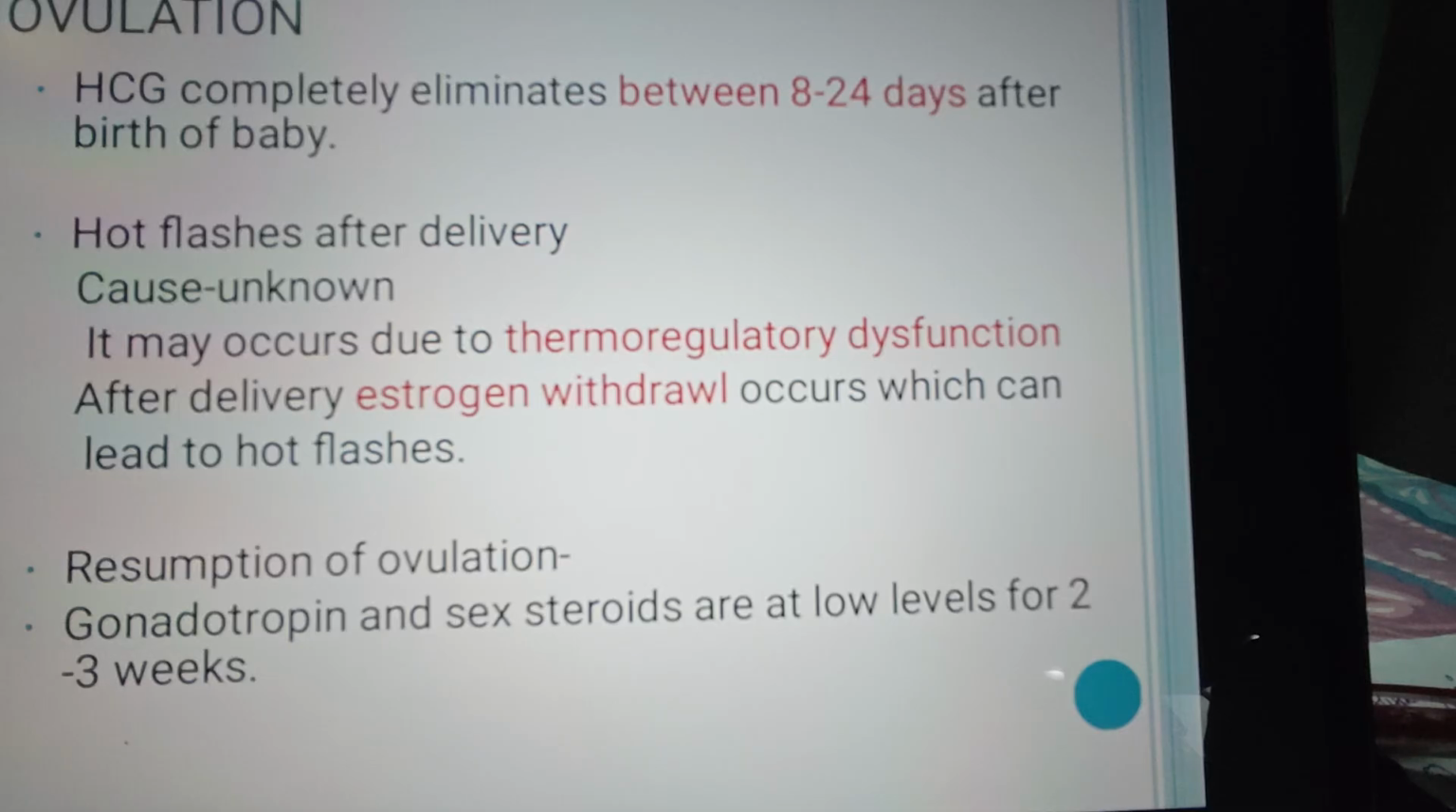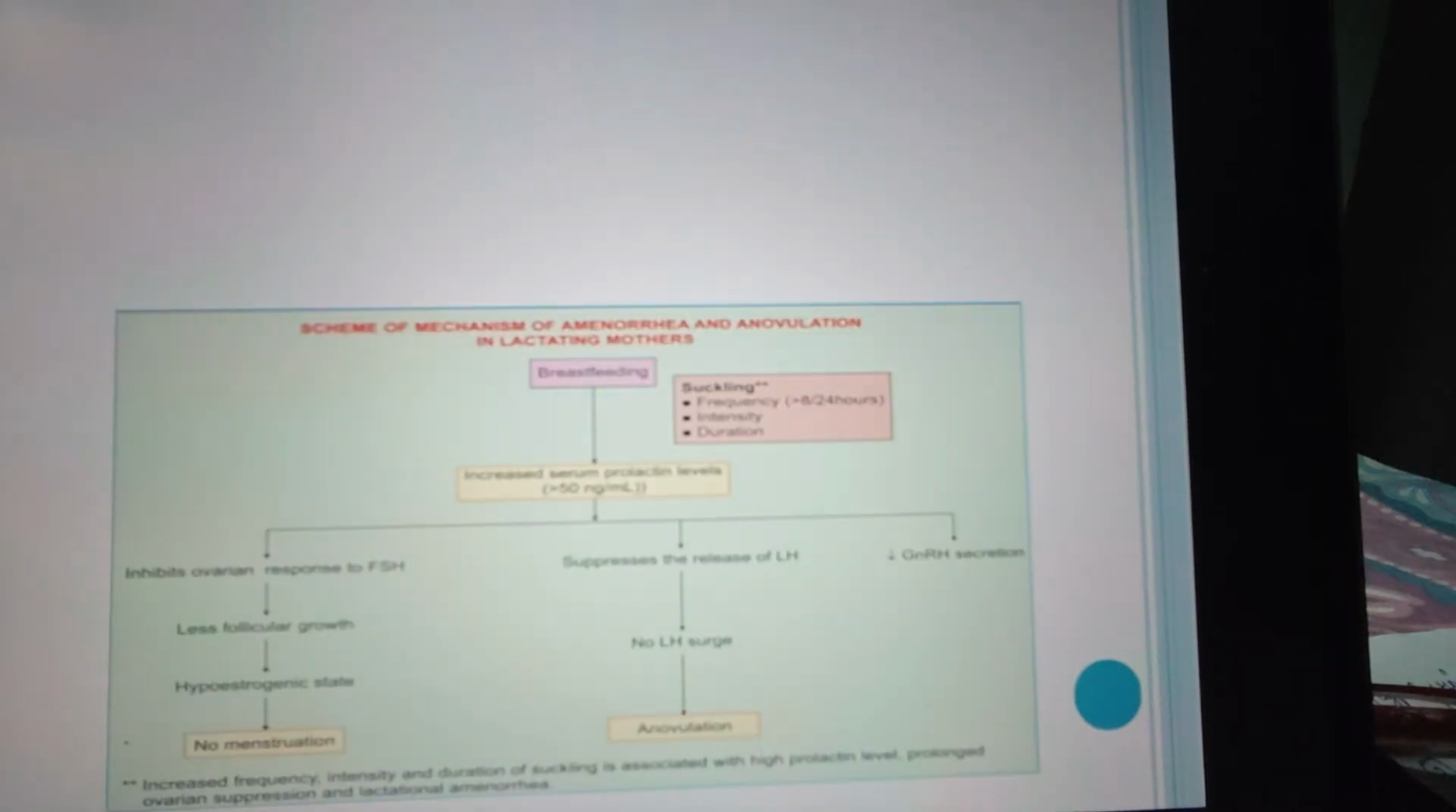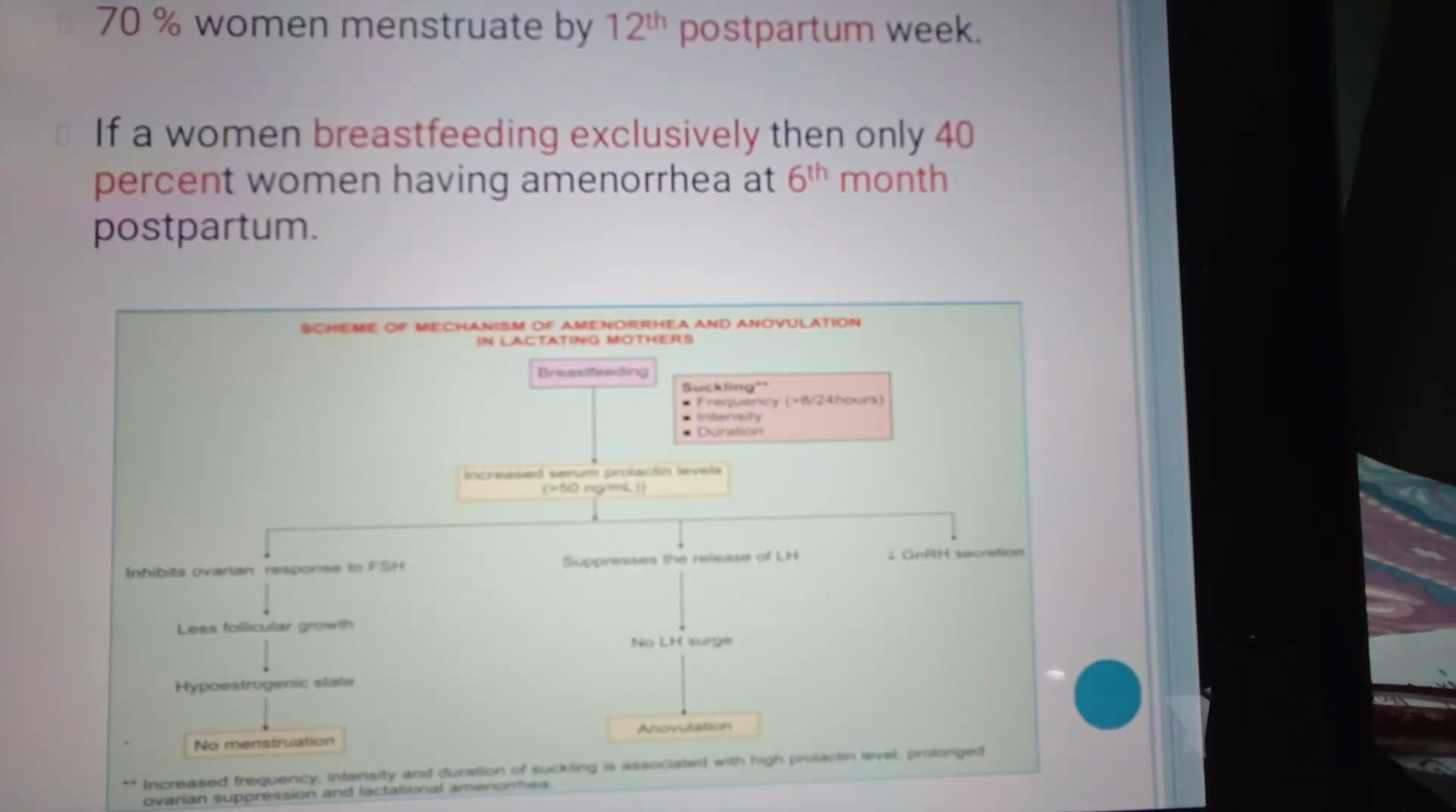The cause is unknown, but it can be due to thermoregulatory dysfunction due to estrogen withdrawal, which can cause hot flashes. The resumption of ovulation begins by around 2 to 3 weeks. Gonadotropin and sex steroids are at low levels for 2 to 3 weeks, and by 12 weeks postpartum, around 70% of women menstruate. While if the woman is breastfeeding exclusively, then only in 40% of patients can present with amenorrhea for around 6 months.